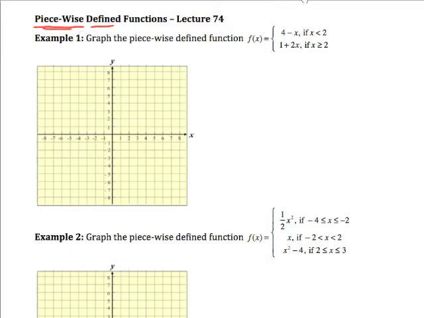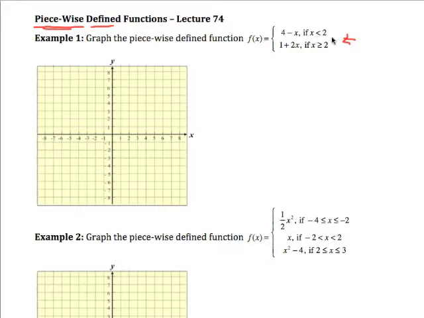Now, if you look at this particular example, here we have a similar situation. The function is defined as 4 minus x if x is less than 2, and 1 plus 2x when x is greater than or equal to 2. So you can see here that 2 is the point where we have a change in the definition. So let's have a look at what happens when x is less than 2.